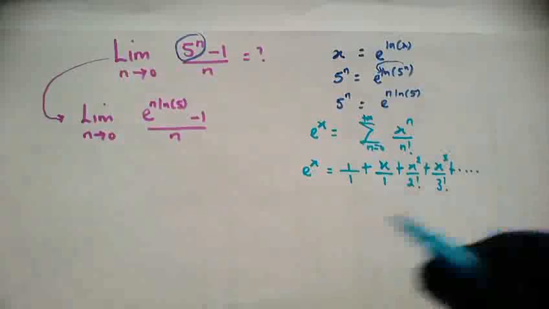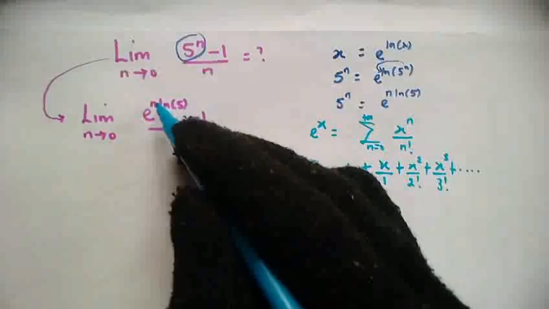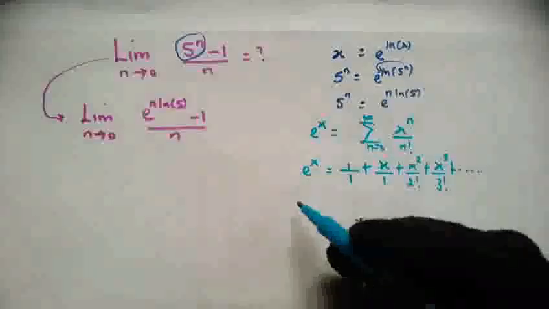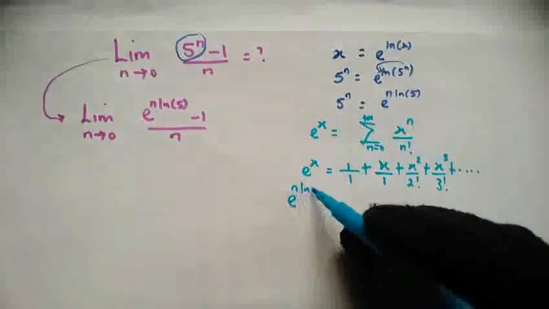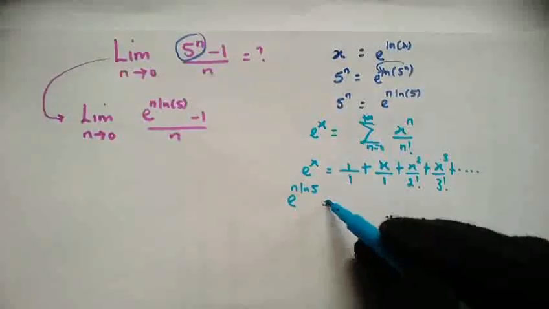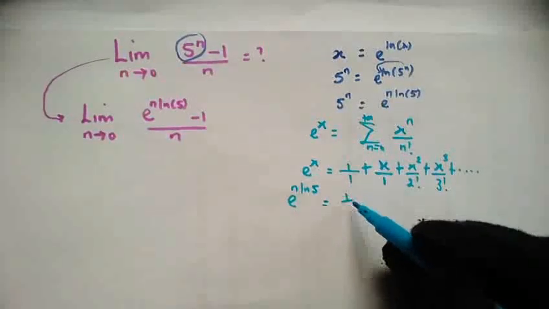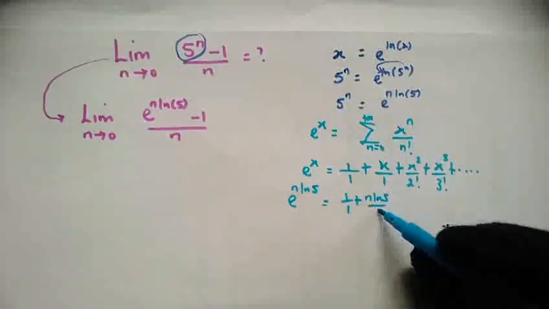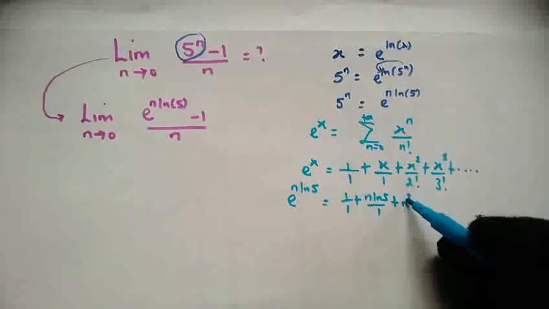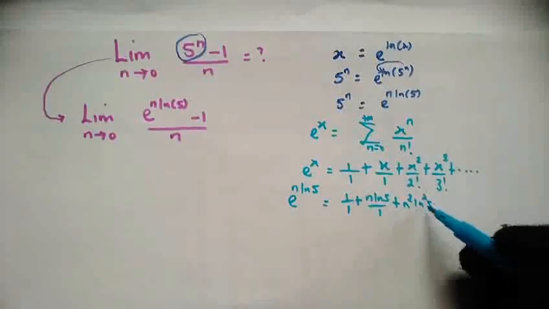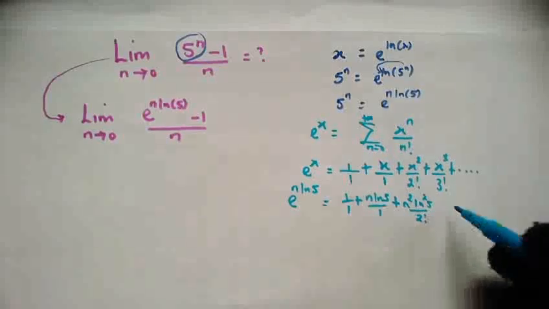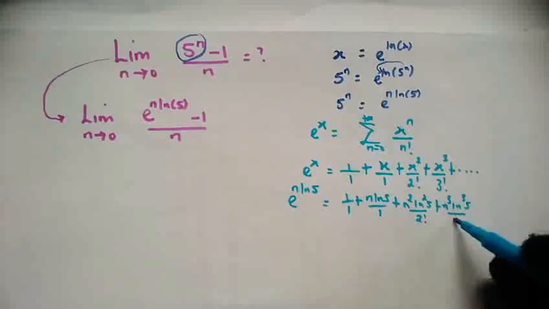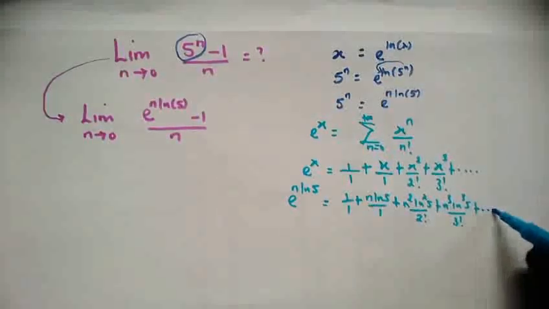Now using this, we are going to expand e raised to the power n times the natural logarithm of 5. So we have e^(n ln 5) equal to 1 plus n times the natural logarithm of 5, plus n squared times the natural logarithm of 5 squared over 2 factorial, plus n cubed times the natural logarithm of 5 cubed over 3 factorial, plus and so on.